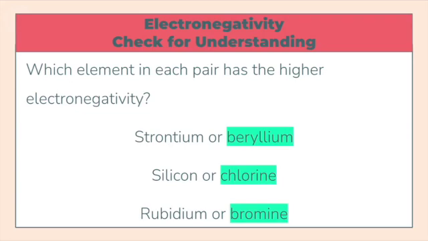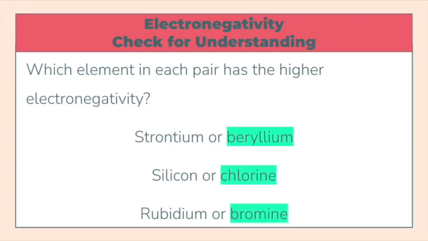Silicon versus chlorine are both in period 3. Chlorine has more protons in its nucleus than silicon, so bonded electrons will be more attracted to its nucleus than silicon. So chlorine has a greater Coulombic attraction, so therefore higher electronegativity.